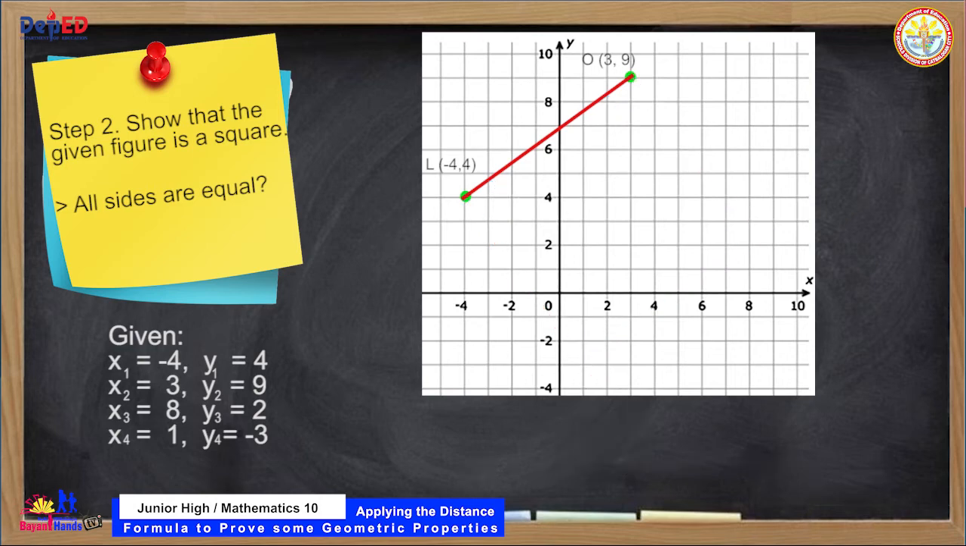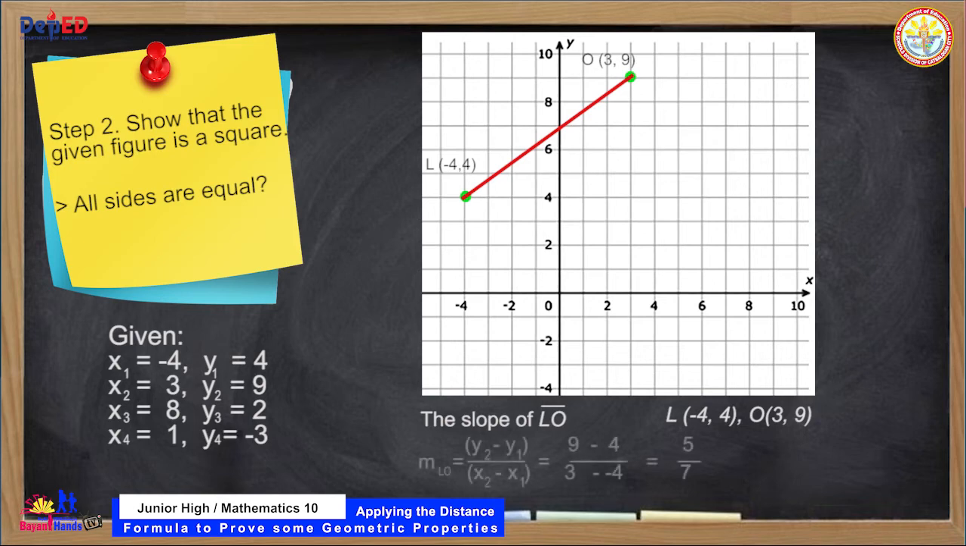By applying the formula, we have the slope of segment LO. Use the points L, negative 4 and 4, and O, 3 and 9. Slope of segment LO is equal to 9 minus 4 over 3 minus negative 4 is equal to 5 over 7. The slope of segment LO is 5 over 7.